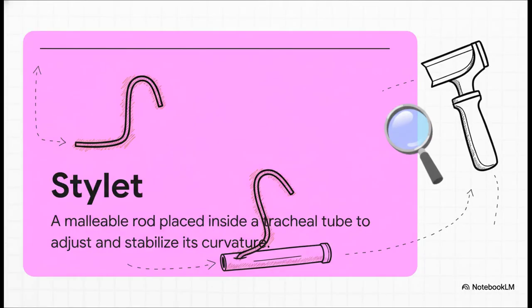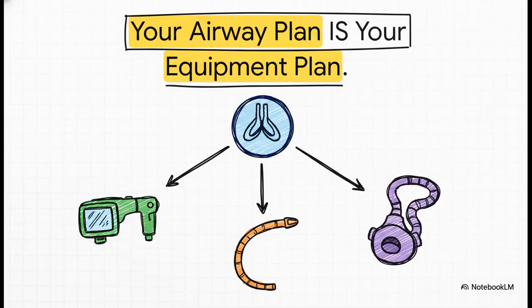Now, a stylet does a totally different job. It's not about feeling your way in. It's all about shaping the tube before you even start. It's basically a bendable wire that you put inside the tracheal tube, and it lets you create that classic hockey stick curve. This is absolutely essential for aiming the tube towards the glottis when you're using one of those hyperangulated video laryngoscopes. So, what's the big takeaway from all this?